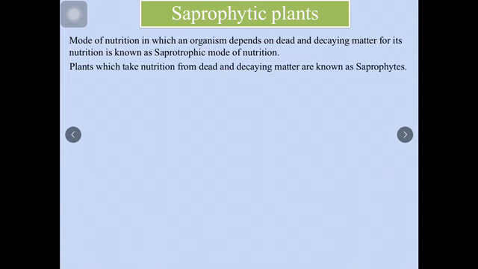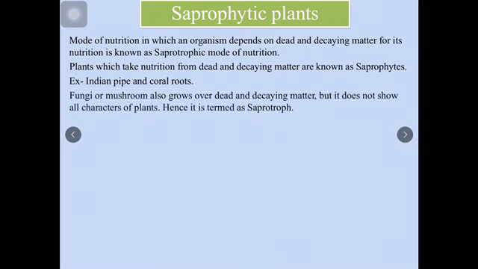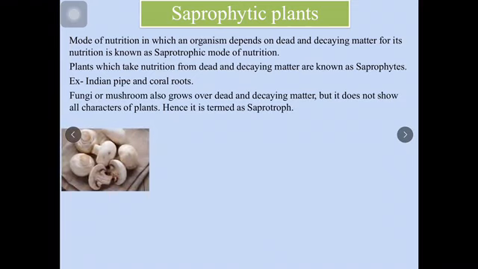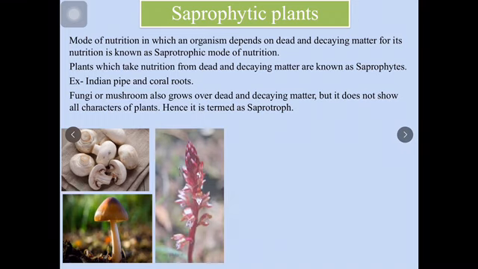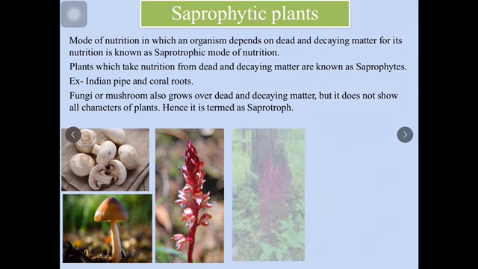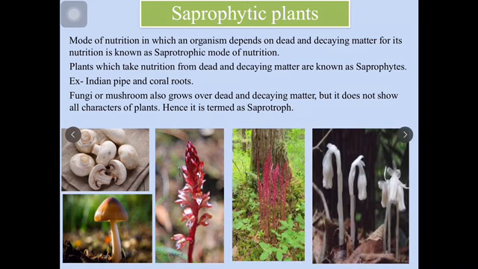So there are two examples of saprophytic plants, but mushroom is not a saprophytic plant, it is a saprotroph. Fungi or mushrooms also grow over dead and decaying matter, but they do not show all the characters of a plant, hence we call it a saprotroph. But we can study them, and you can give them as an example of the saprotrophic mode of nutrition. This is mushroom, this is coral root, and the last one is the Indian pipe.